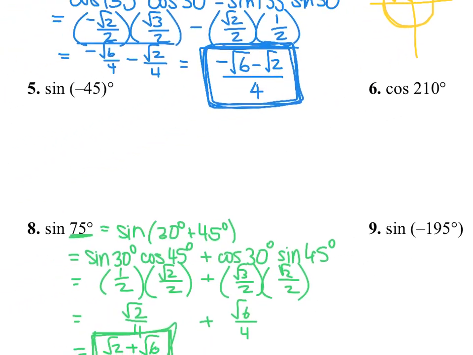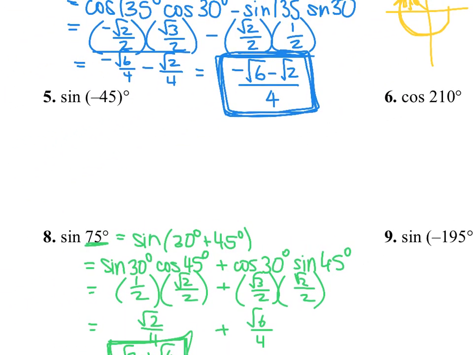Okay, and then number 4, I have sine of negative 45 degrees. Because sine is an odd function, I know that's equal to negative sine of 45 degrees. And sine of 45 degrees is rad 2 over 2. So final answer I have is negative rad 2 over 2.